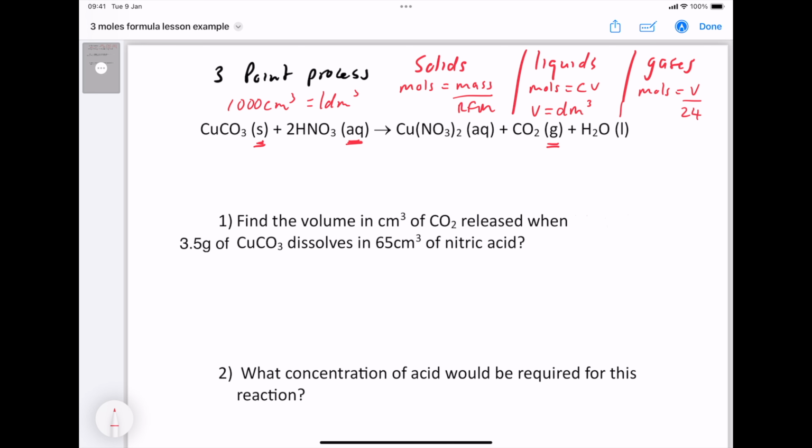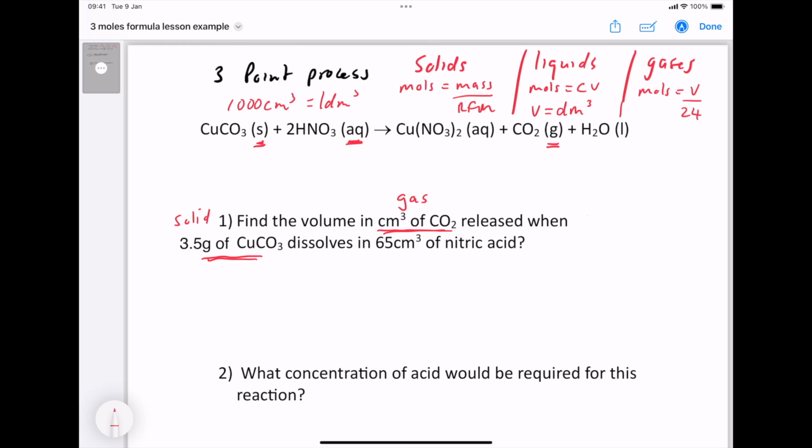Number 1, find the volume in centimeter cubed of carbon dioxide released when 3.5 grams of copper carbonate is dissolved in 65 centimeter cubed of nitric acid. So we want the volume of carbon dioxide, so this is clearly a gas, released when 3.5 grams of copper carbonate, so that is a solid, is dissolved in acid.